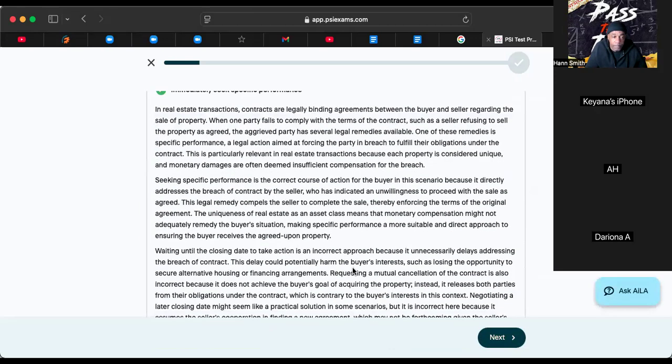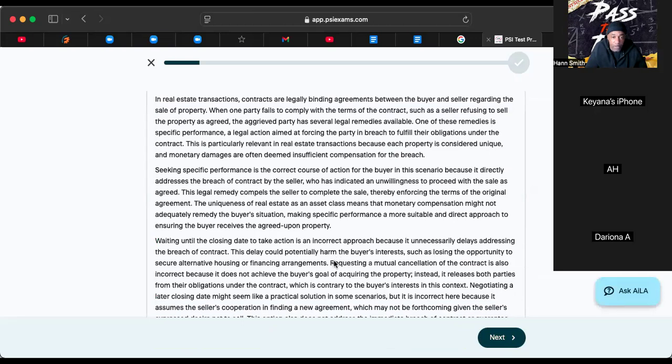All right. It says seeking specific performance is the correct course of action for the buyer in the scenario because it directly addresses the breach of the contract by the seller, who has indicated an unwillingness to proceed with the sale as agreed. The legal remedy compels the seller to complete the sale, thereby enforcing the terms of the original agreement. The uniqueness of the real estate as an asset class means that monetary compensation might not adequately remedy the buyer's situation, making specific performance a more suitable and direct approach to ensure the buyer receives the agreed upon property.